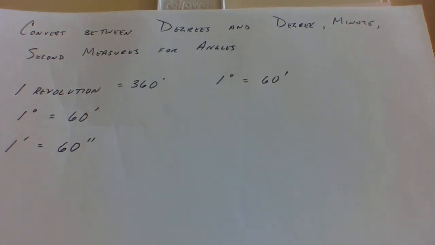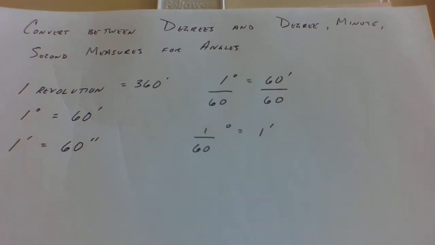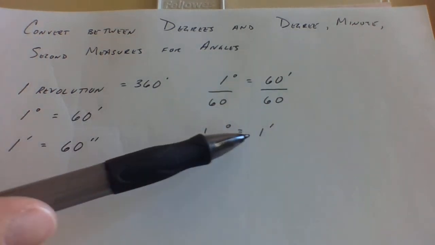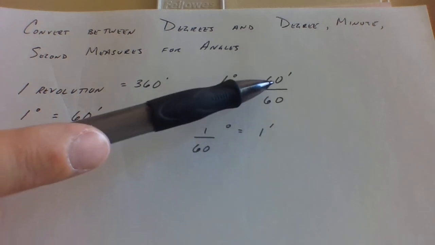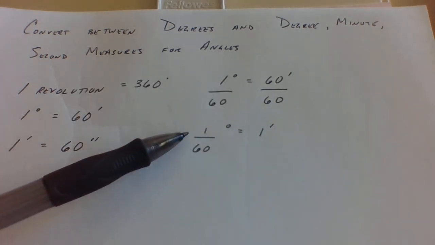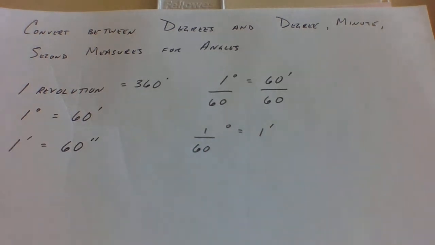Now let's go back to 1 degree is equal to 60 minutes. Well, what if I don't need necessarily the 1 degree part? What if I need to know how many degrees are in 1 minute? I could go ahead and divide both sides by 60 here, and that's going to give me 1 minute on that right hand side, and that's going to be equivalent to 1/60th of a degree.